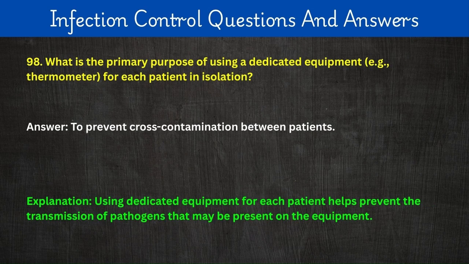98. What is the primary purpose of using dedicated equipment, e.g., a thermometer, for each patient in isolation? Answer: to prevent cross-contamination between patients. Explanation: using dedicated equipment for each patient helps prevent the transmission of pathogens that may be present on the equipment.